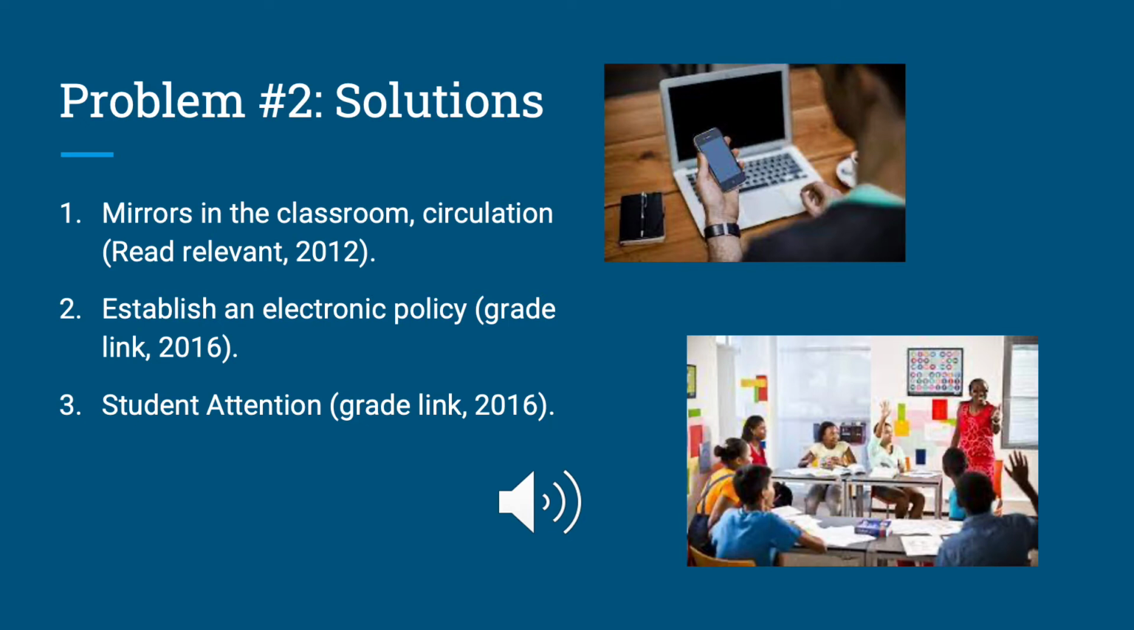Number three would be student attention. I feel like if you are able to keep your students' attention, that definitely helps. Students usually surf the web or kind of break through when they're bored or when they're not being attentive. So having students' attention will definitely help keep them from abusing this power of technology.